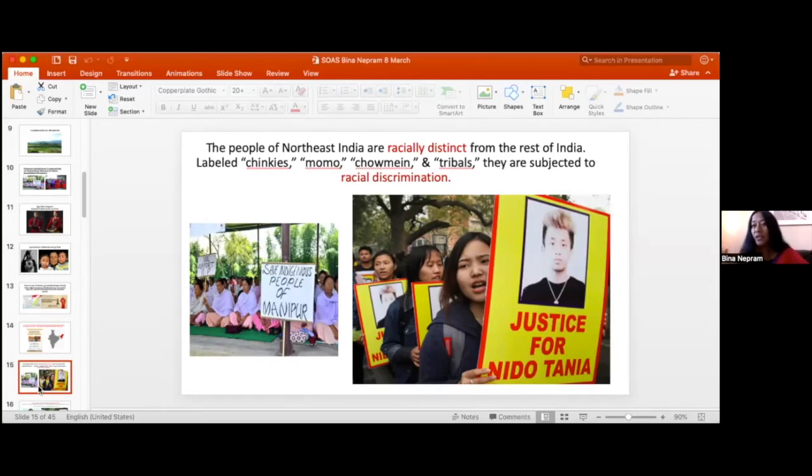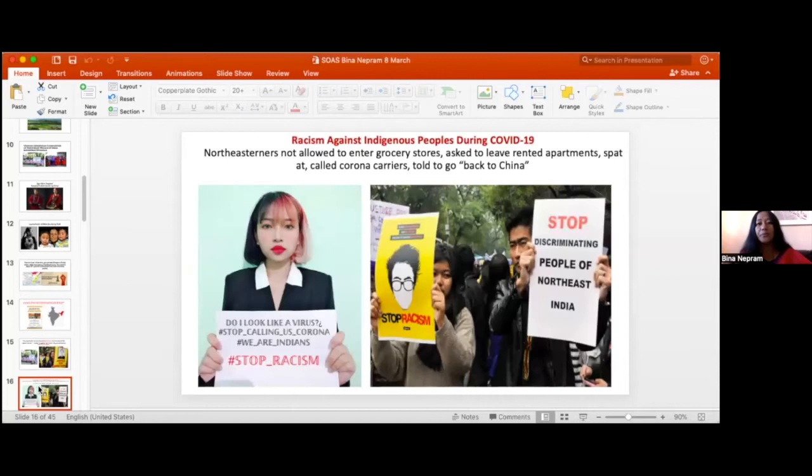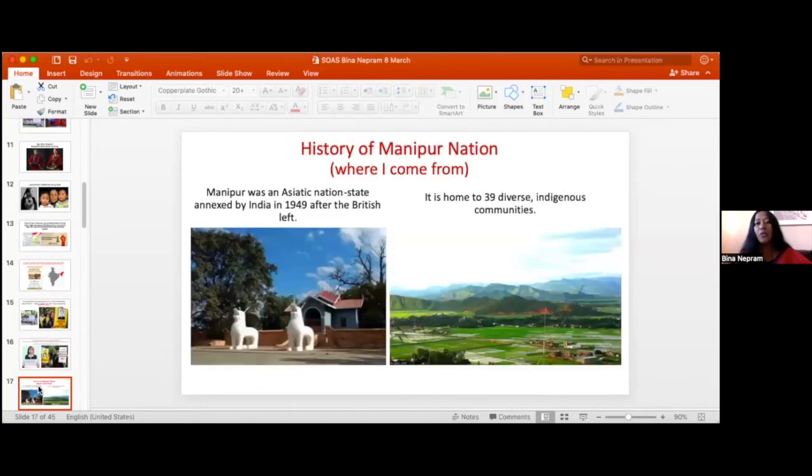Wait a minute, it's not the end. The government of India says there is no conflict in India. So we are not allowed to use the word women in conflict. We are told to use women in difficult circumstances. Talk about control of language. So, racism during COVID, I've mentioned.